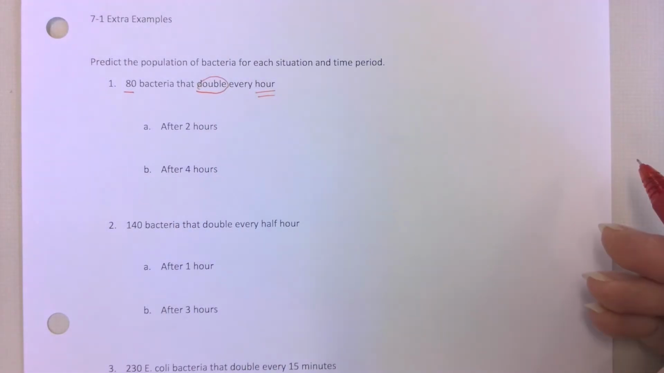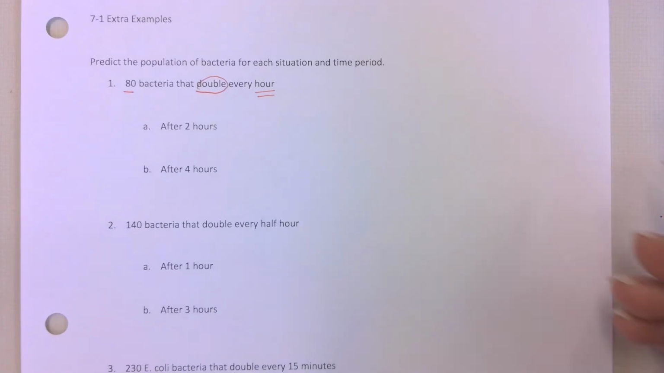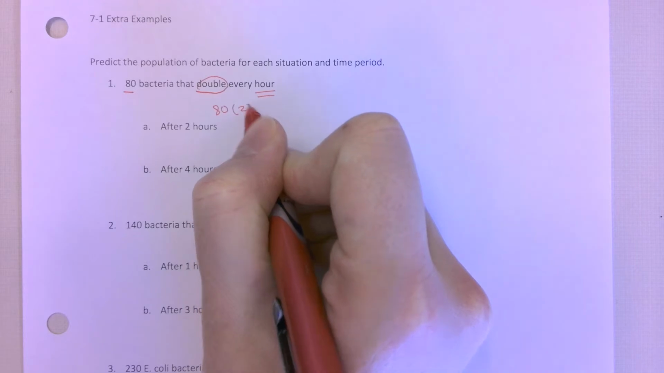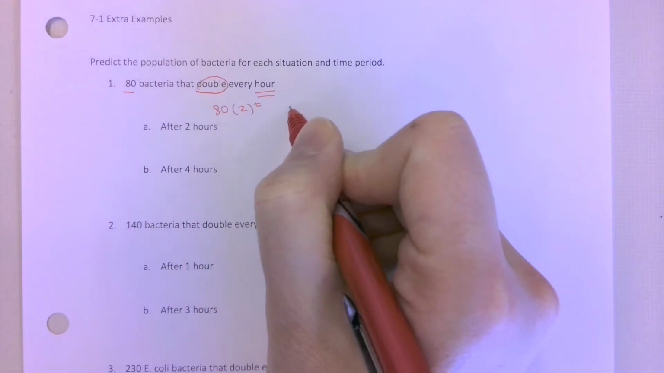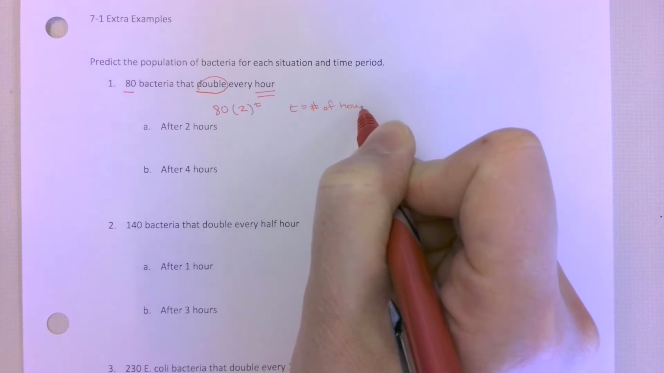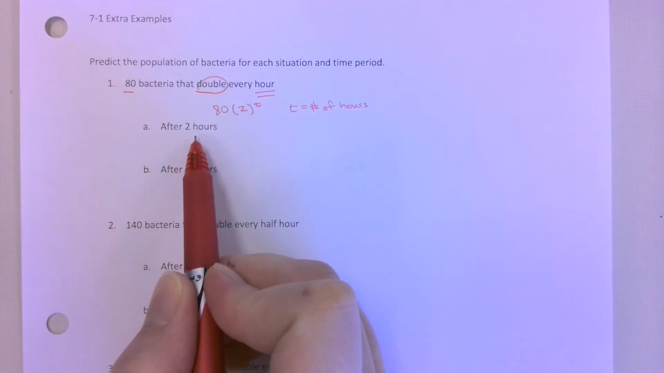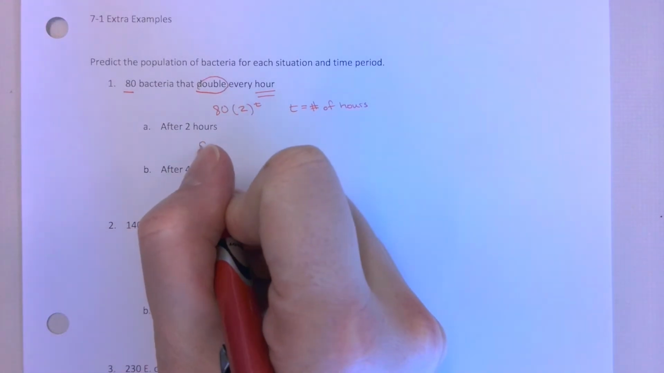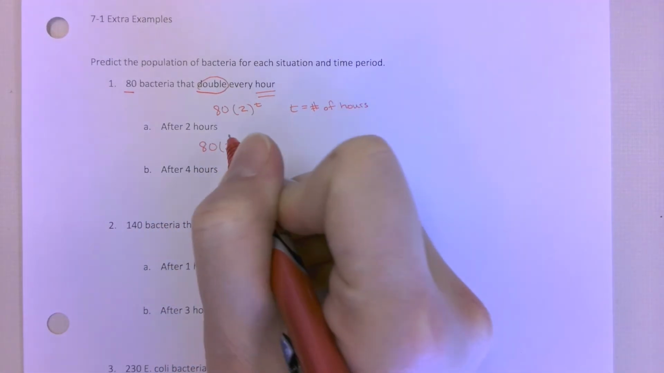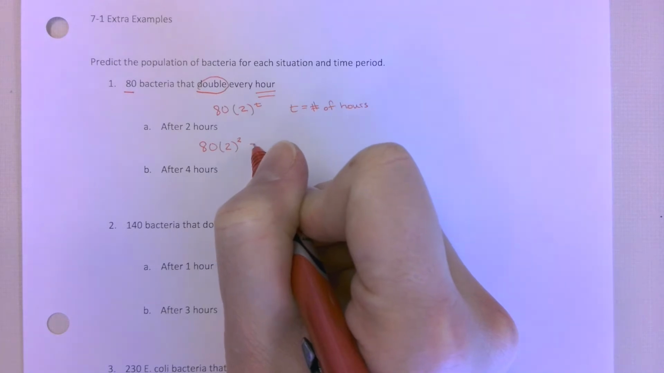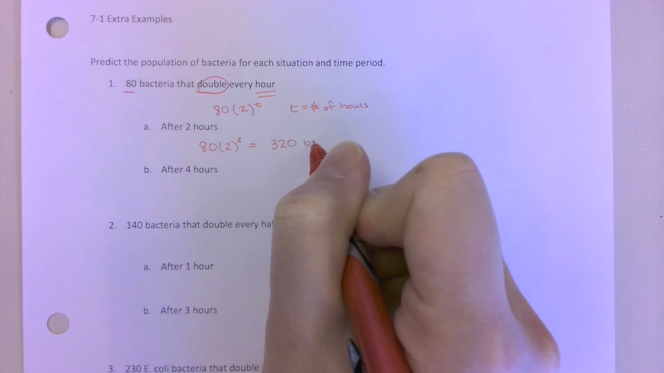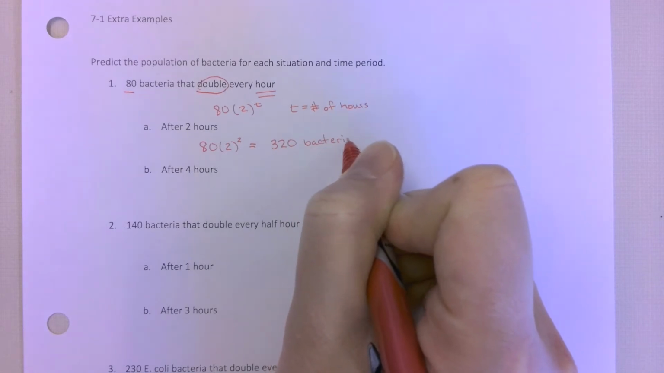So a general expression or equation for this would be 80, the initial amount, times my multiplier to the power of time. And in this case, time stands for number of hours. And so after 2 hours, we want to know what happens. We take our equation, 80 times 2 to the power of 2. And we put that in our calculators, and we find out that we have 320 bacteria after 2 hours.